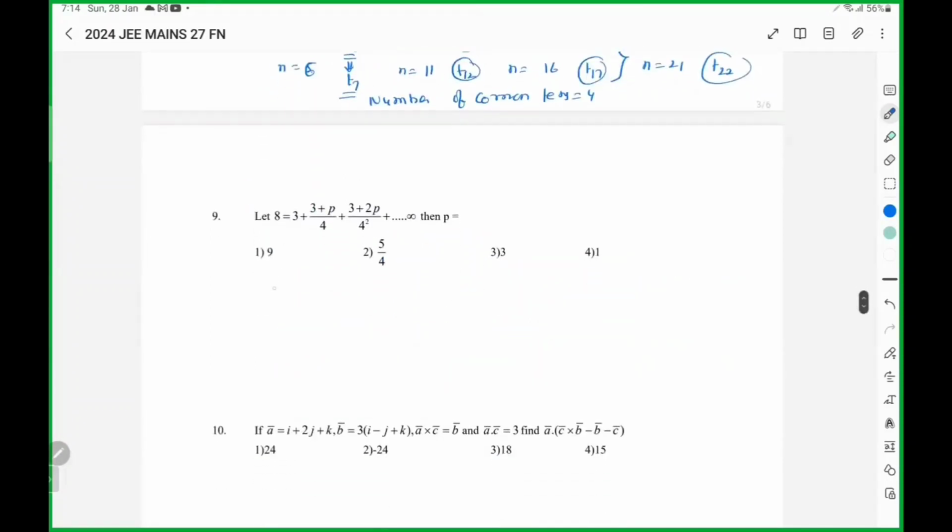Here the same series you write it as 3 plus 3p plus 4 square like this. You subtract one from the other. 3 plus, if you subtract this, p by 4, p by 4 square, and so on.